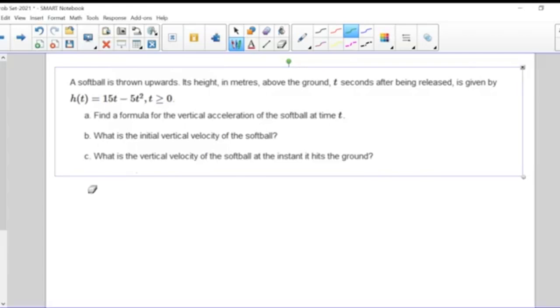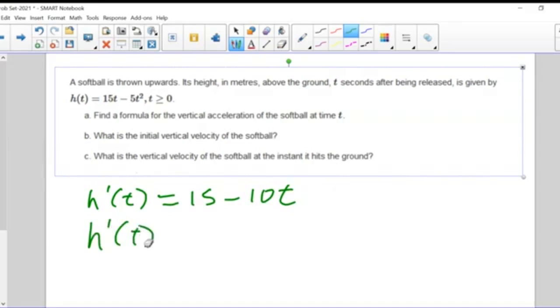So h prime of t is going to be equal to 15 minus 10t, right? And the h double prime of t is going to be equal to minus 10. So all that means is that this softball is accelerating at a constant amount of minus 10 meters per second squared. That's all that means. Okay, so that part is done.